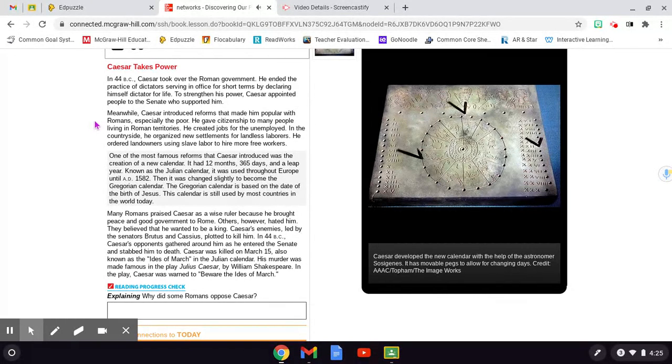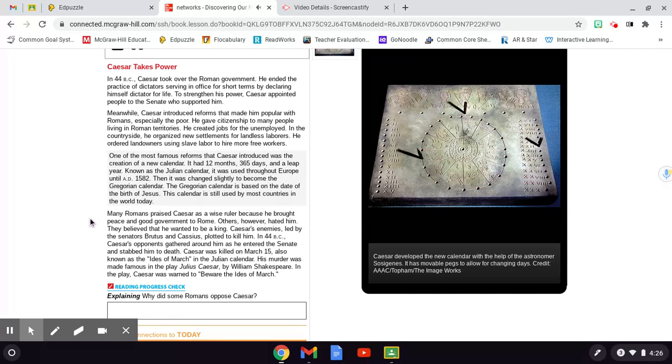One of the most famous reforms that Caesar introduced was the creation of a new calendar. It had 12 months, 365 days, and a leap year. Known as the Julian calendar, it was used throughout Europe until AD 1582. Then it was changed slightly to become the Gregorian calendar. The Gregorian calendar is based on the date of the birth of Jesus. This calendar is still used by most countries in the world today.